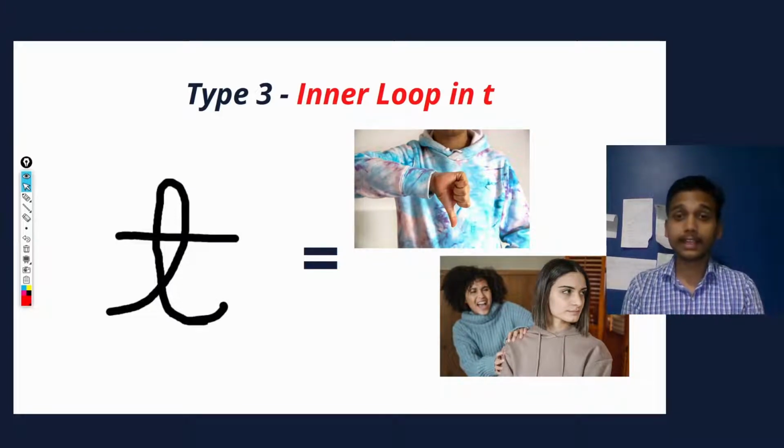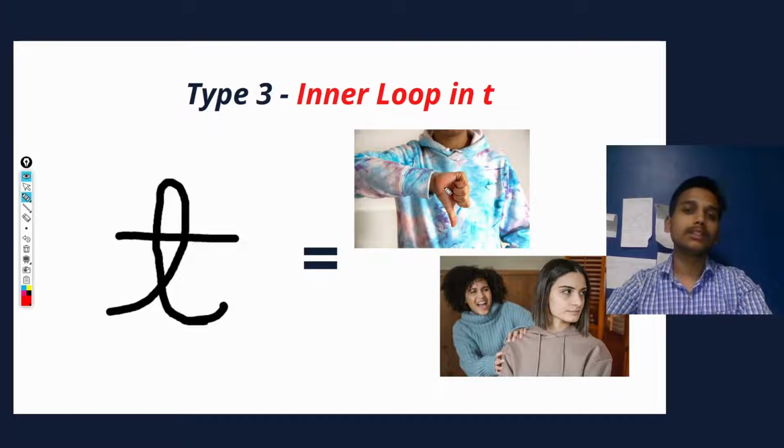Hello everyone, this is Akhilesh Bhagwat from Graphology Made Simple, and right now we are going to study the inner loop in letter T. As you can see, there are images on the right side. Suppose there are two persons, A and B, and A has asked B to give some opinion about something or tell them how they are looking. And this person told, no, you are not looking that good, or this project is not as good as I expected. Any negative criticism they are giving.